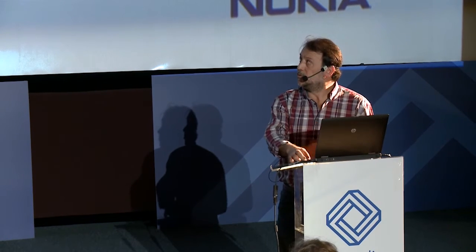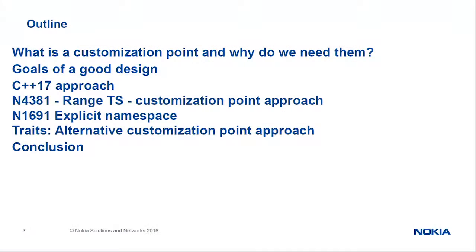Then I will try to find a solution in order to solve these problems. We'll see what a customization point is, what will be the goals of a good design, what is the approach of C++17, what will be maybe the approach of C++20, and there is already an approach proposed for the Range TS. And we will see some alternatives to this approach, and we'll finish by a conclusion.